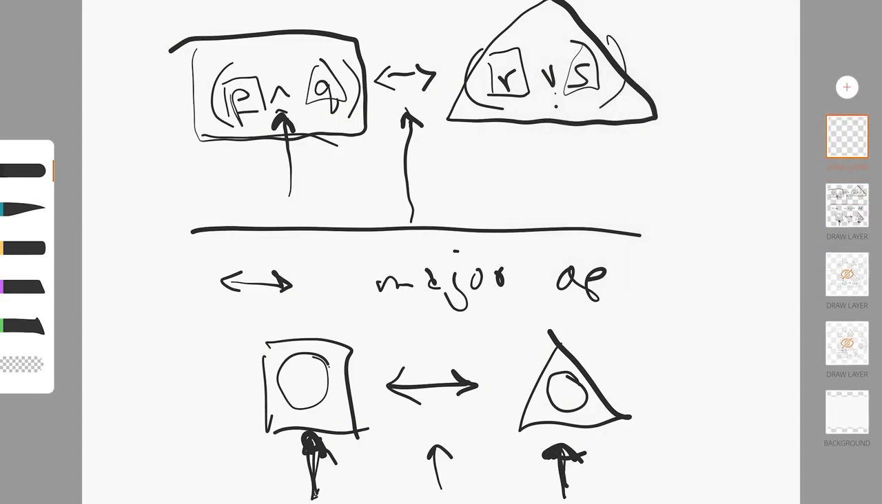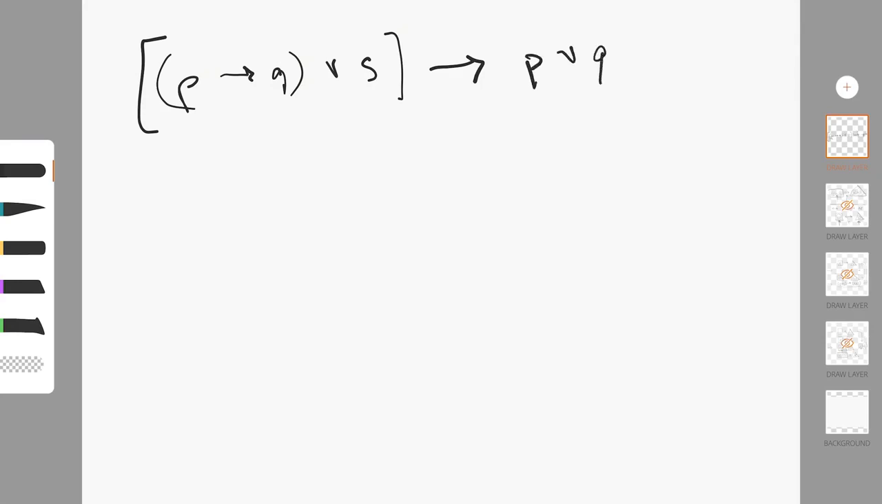I know this is getting a little bit long, but I want to do one last demonstration here. Suppose we have an expression that's even more complex. Like let's have P implies Q or S grouped together, implies, and then let's have P or Q, and it's not the case that S. All right, grouped together. All right, now, question, what is the operator of largest scope?